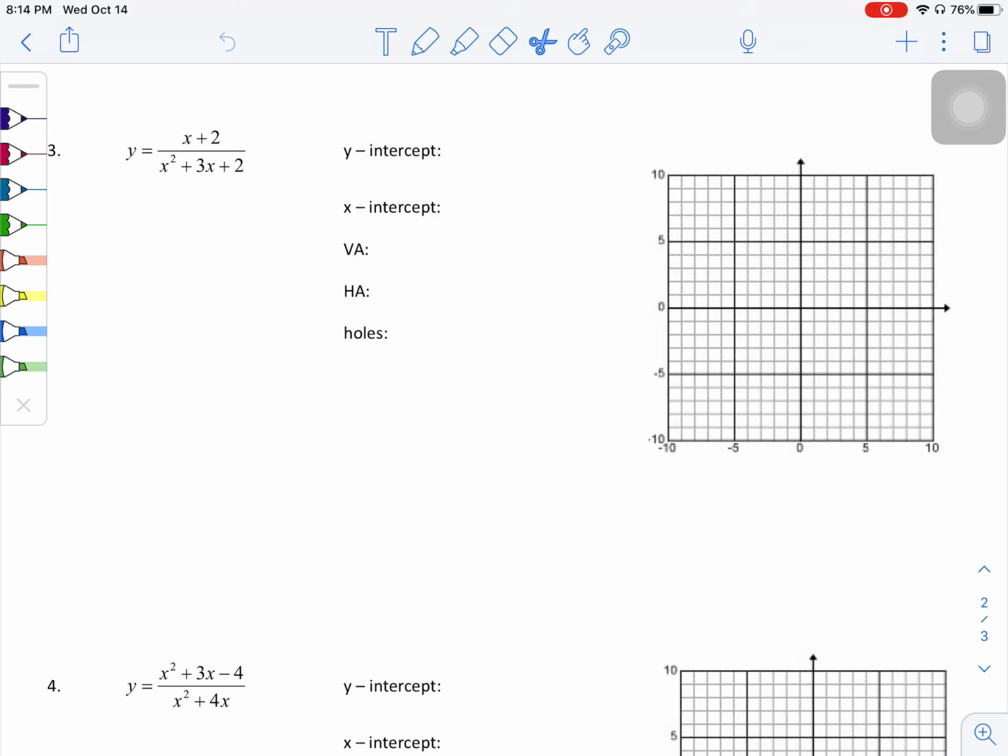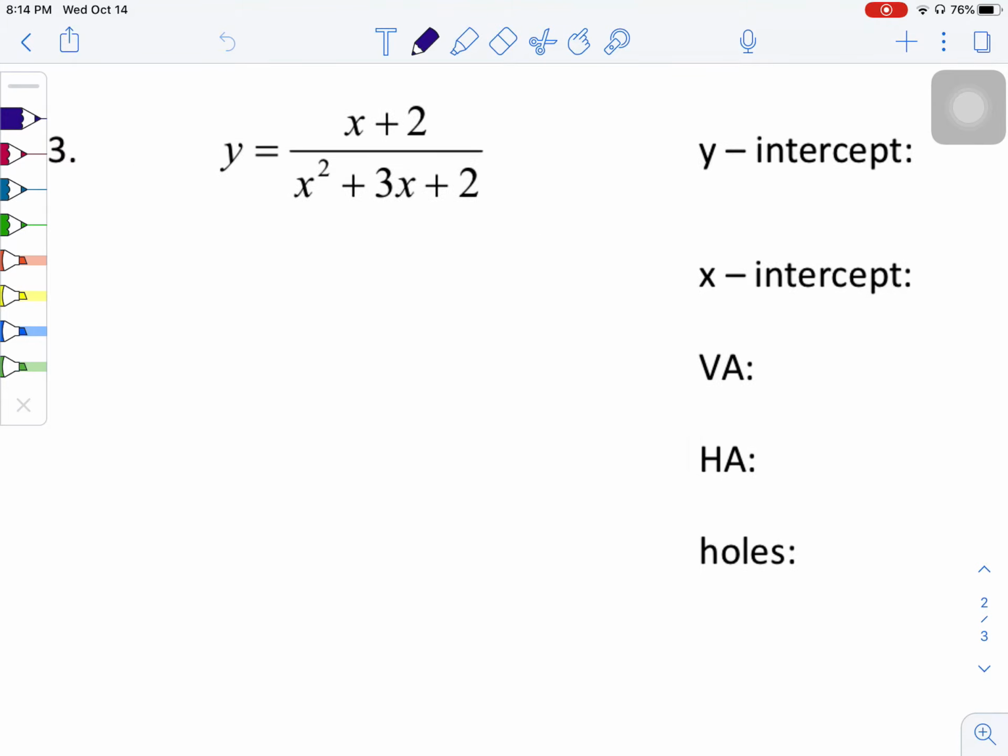So this is the second video of the rational functions. I'm going to go through problem 3 and 4 on the note sheet. We'll see how long it takes. Hopefully not that long. All right, so problem number 3, I'm going to jump right into it.